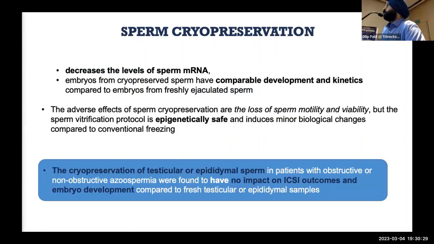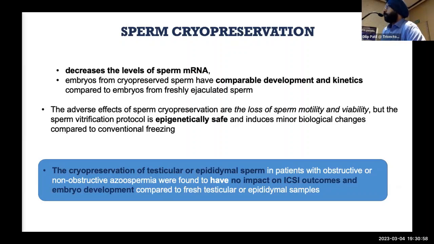Okay, what about the cryopreserved sperm? There is a decreased level of sperm mRNA in cryopreserved sperm. But again, the authors have found comparable development and kinetics compared to that originating from freshly ejaculated sperm. The adverse effects of sperm cryopreservation are only the loss of sperm motility and viability, and the sperm vitrification protocol is epigenetically safe and induces minor biological changes compared to conventional freezing.